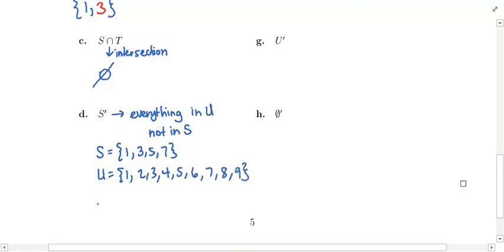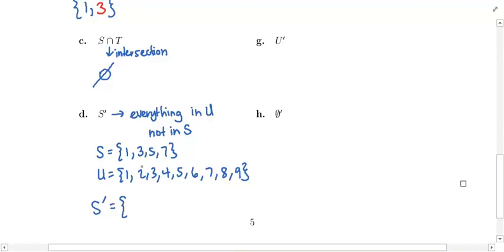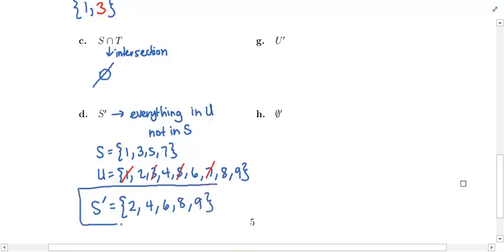Okay, if I'm going to form S complement, this is going to be a brand new set, so open up your braces. You're going to write down everything in the universe except what is in S. So if you look at your universe, here it is, and we're going to take away the numbers that are in S. S has a 1, a 3, a 5, and a 7. So what's left is going to make up S complement. S complement will be 2, 4, 6, 8, and 9. That is the answer for S complement.